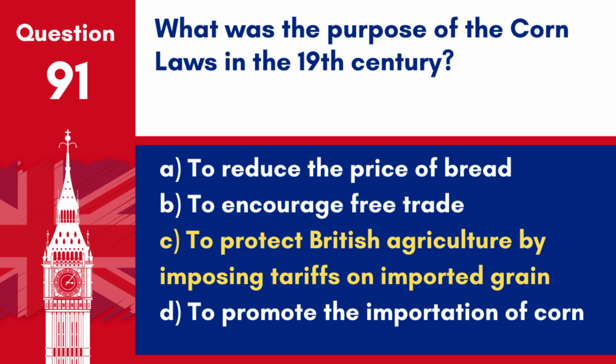Answer. C. To protect British agriculture by imposing tariffs on imported grain. The Corn Laws were introduced to protect domestic agriculture, but were controversial for raising food prices and were repealed in 1846, leading to free trade policies.